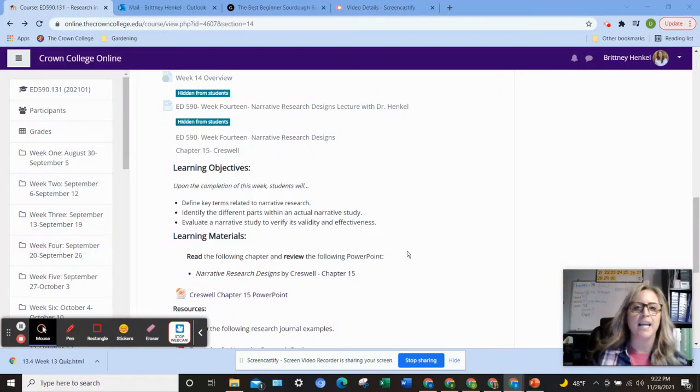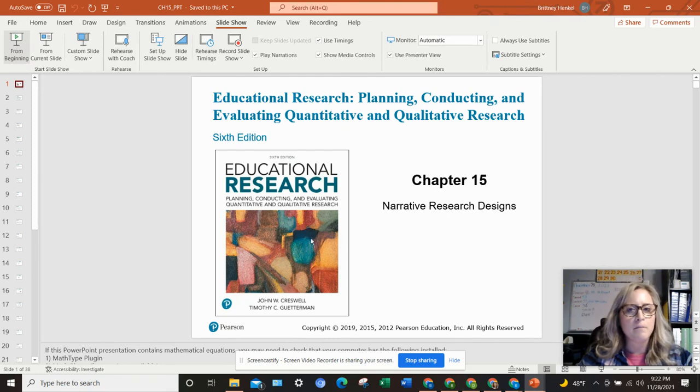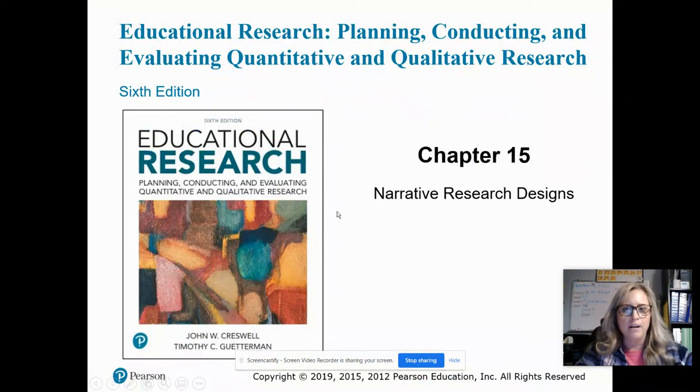Welcome to week 14, and we're going to go over Creswell's chapter 15 titled Narrative Research Designs. So, if you would go ahead and open up the chapter 15 PowerPoint that I have right here, and then we'll start from the beginning. So here we are, Chapter 15, Narrative Research Design. Hopefully y'all have already read the chapter, and so now we can just review it and see what Creswell has for us to learn about this qualitative type study.